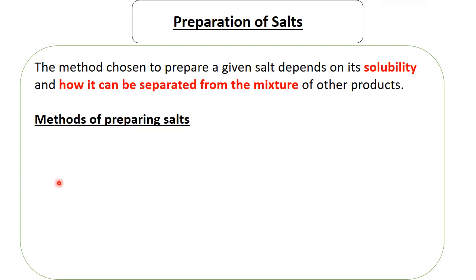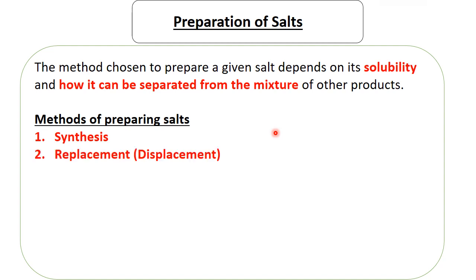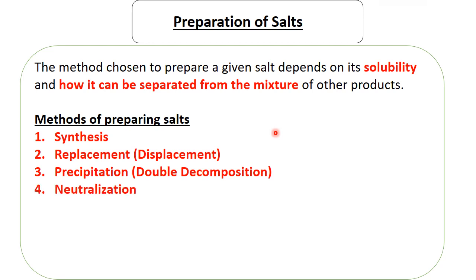There are basically 4 methods of preparing salts. The first is called synthesis. This is very simple, as you're going to see. The second is called replacement or displacement. The third is called precipitation or double decomposition. Then the fourth is called neutralization. So we're going to start with synthesis and displacement or replacement. Then in the next video, we're going to take a detailed look at precipitation and neutralization.